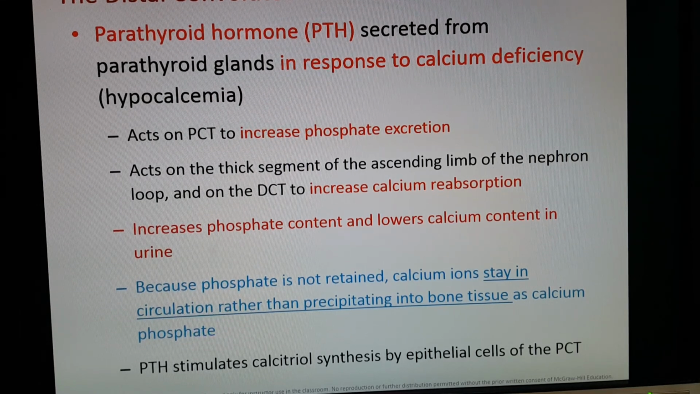Keeping them separated so they don't form a crystal. So getting rid of the phosphate and keeping the calcium, that way your calcium is still able to be free-flowing versus being stuck to phosphate.